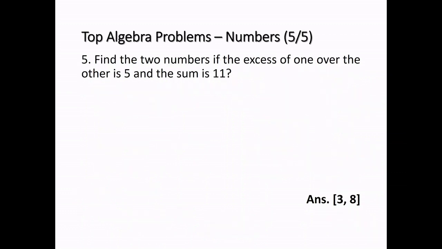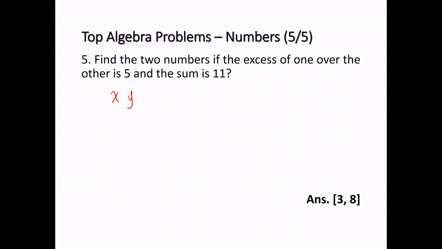Okay, now let's go to the last number problem for algebra. Most of the algebra problems are not actually that difficult. What makes them difficult is the way it was stated in the problem. For example, in this case, find the two numbers. We have x and y again. If the excess of one over the other is 5 and the sum is 11. So you see, it's a bit confusing.